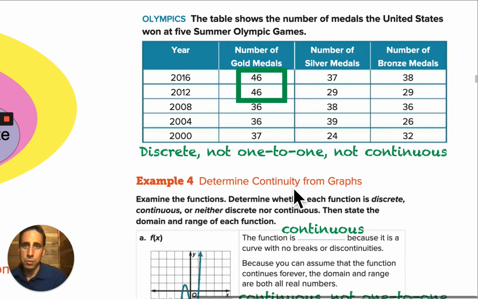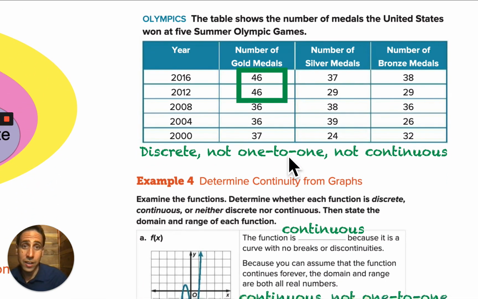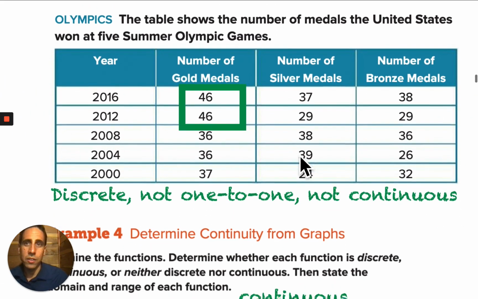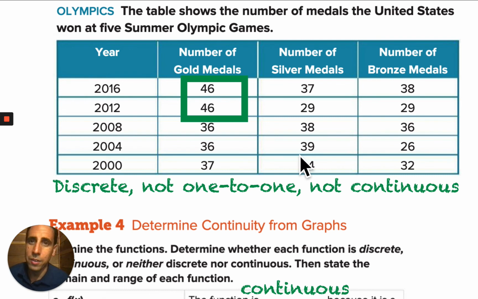Here's some actual real-life data, and you notice that it's actually discrete. The table shows the number of medals the United States won in 5 Summer Olympics. You can see, let's take this as the input. You give me a year and I'll tell you the number of gold medals. That's our function. So the input is 2016, what's the output? 46. In the year 2012, the output is 46 also.